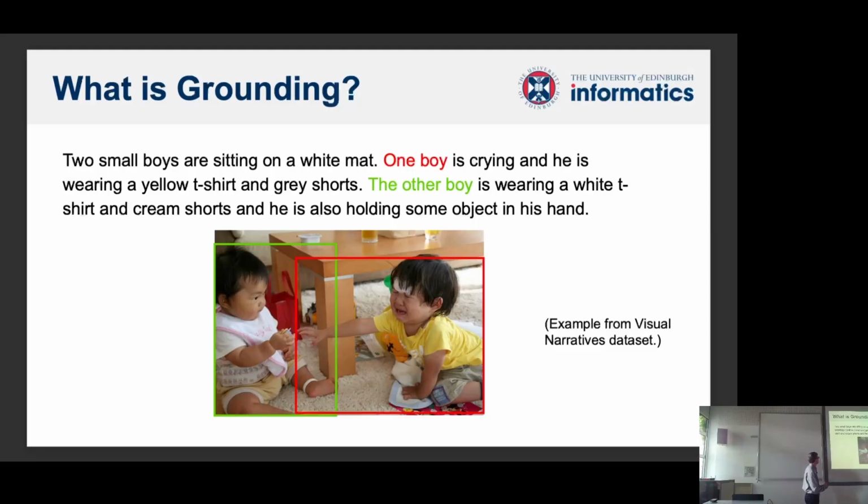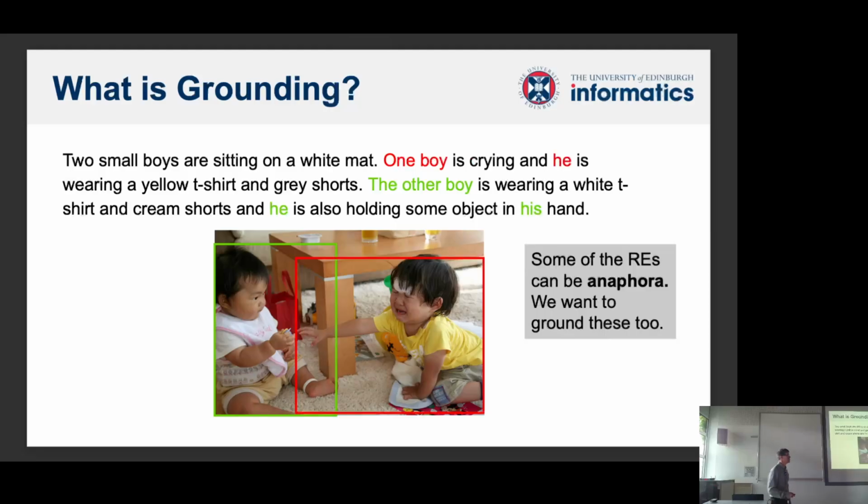How do we know this? Well, because he's wearing a white t-shirt, right? And the other one is wearing a yellow t-shirt. And so the green box is the other boy, and the red box is the first boy being mentioned. They don't have any names or anything like that. But we see that there's other stuff going on.